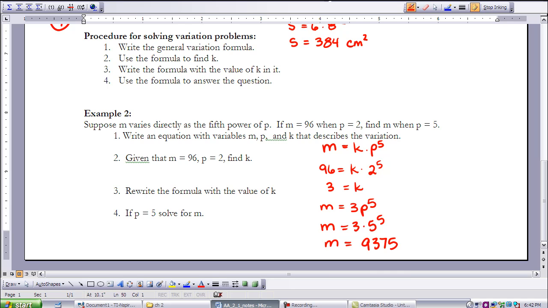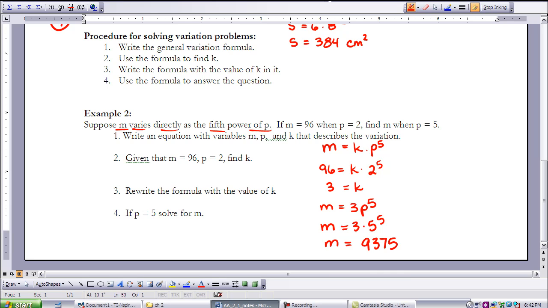So in order to answer number 1, m is varying directly as the fifth power of p. So that would be written m equals k times p to the power of 5. Part 2, we then substitute 96 and 2 in place of our variables in order to solve for k. So we take 96 equals k times 2 to the fifth and solve for k, and we get k equaling 3. In part 3 then, we rewrite the formula with the value of k. So that looks like m equals 3, we inserted 3 in place of k, times p to the fifth.